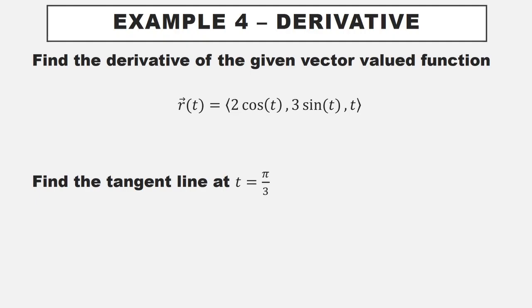Let's do another. Let's find the derivative of this vector valued function. And then let's try to find the tangent line at t of pi over 3. So obviously we're using radians here. Our vector valued function is 2 cosine t, comma 3 sine t, comma t. So let's find the derivative of this and then find the tangent line when t is pi over 3.